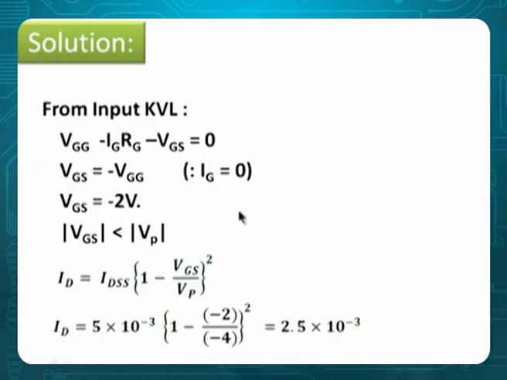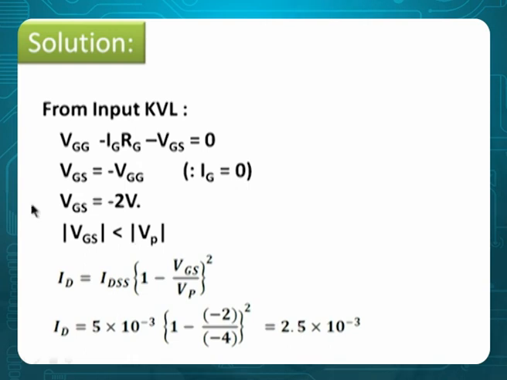Okay. Now I'll apply input KVL. VGG minus VGS minus IG RS, and so on, where IG is 0. And why is IG 0? Please remember once and for all, IG is always 0. In JFET it is 0 because the input is reverse biased. In MOSFET it is 0 because the input is a silicon dioxide layer. So either in JFET or in MOSFET, in both cases IG is 0, and VGS is -2.